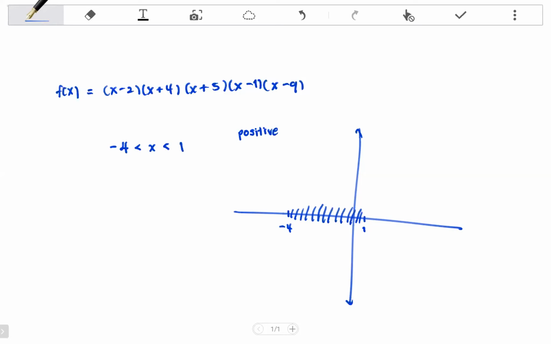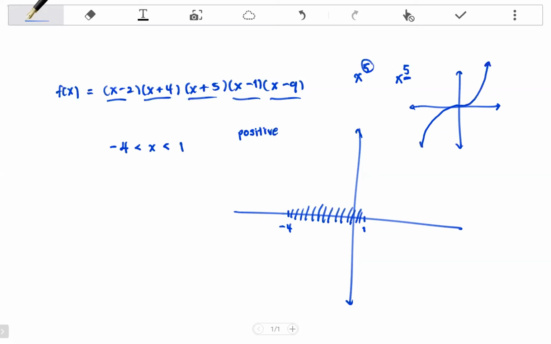Okay, let's try this one together. So we have 5 terms here. If we multiply this all out, what is our greatest term going to be? X to the 5th, right? Remember what an odd-degree polynomial looks like? Does anybody recall what a polynomial with an odd number in its exponent looks like? From the left bottom to the right top.